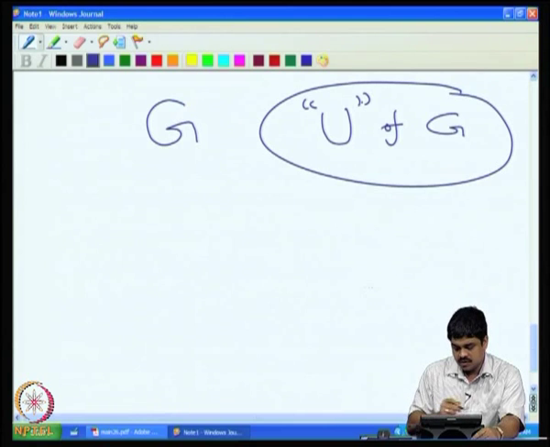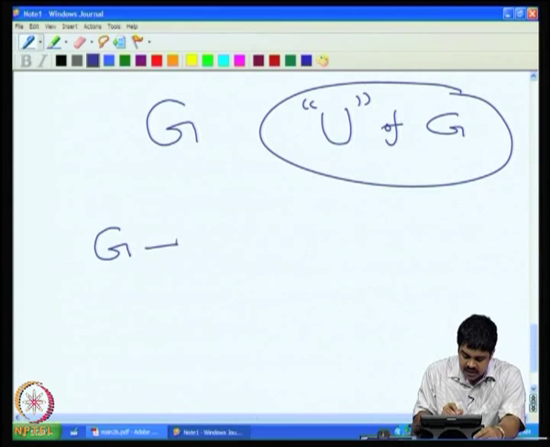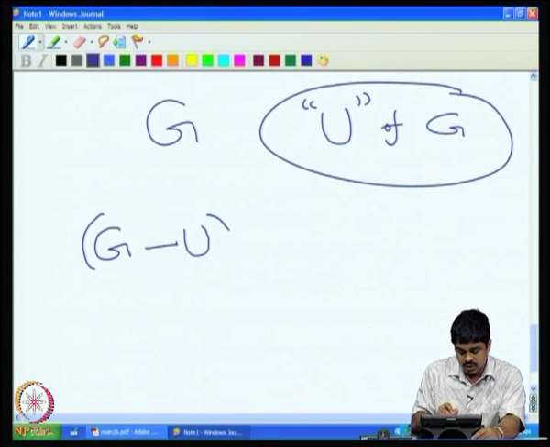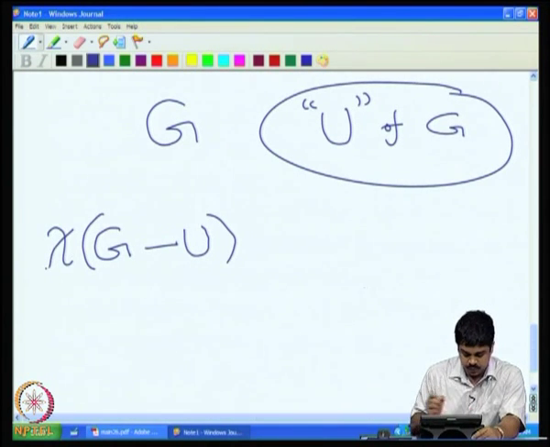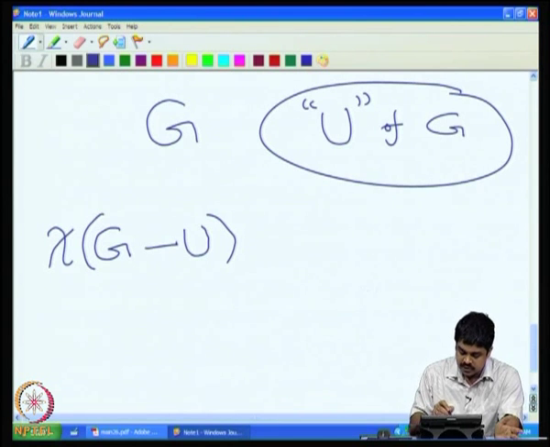So, if you take the independent set U of G and remove U from G, let us say G minus U is the graph which we get. What can you tell about the chromatic number of G minus U? You have just removed an independent set. G is a perfect graph. So, G minus U is also a perfect graph, because you have just removed some vertices from that. Any induced subgraph of G is going to be a perfect graph also. So, chi of G minus U has to be equal to omega of G minus U.